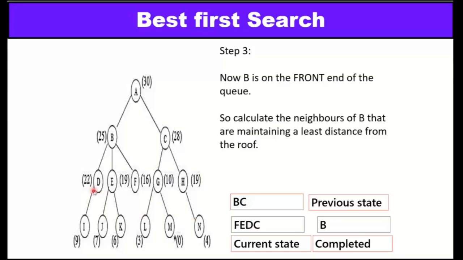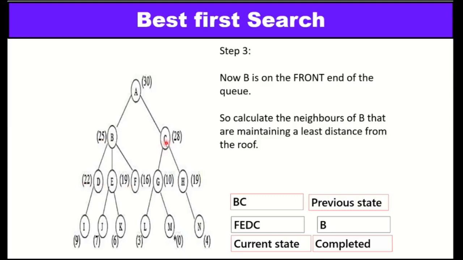Then the next lower value is 22, so D. The next value is E, which is 19, and F has 16, right? So first I started with A, then B and C. B had the lowest value, so B is selected, and B is now expanded. B is expanded to D, E, F, and C is there, correct? So B is currently expanded, and now we have rearranged the fringe according to the value.